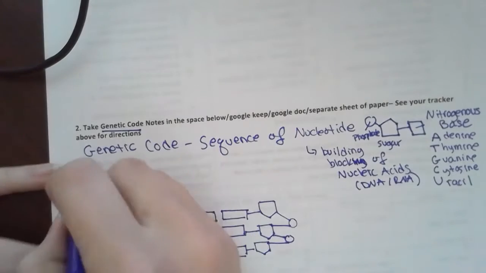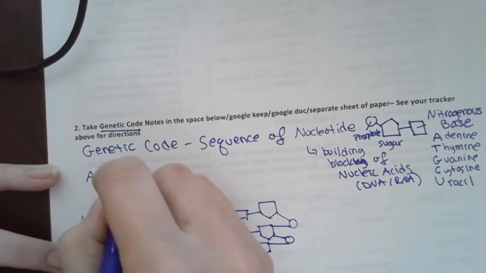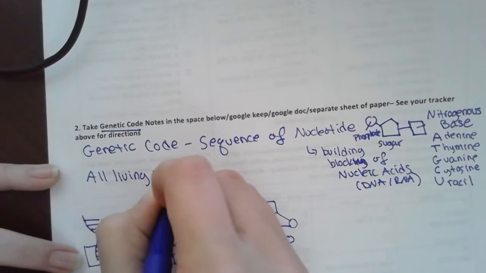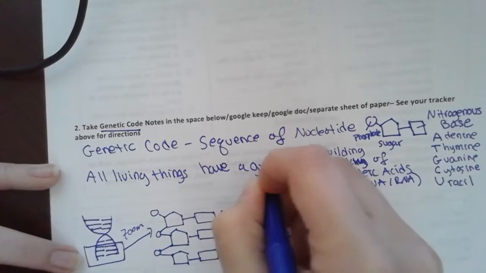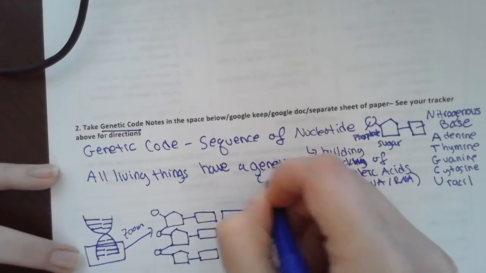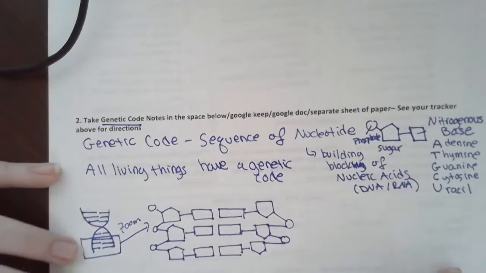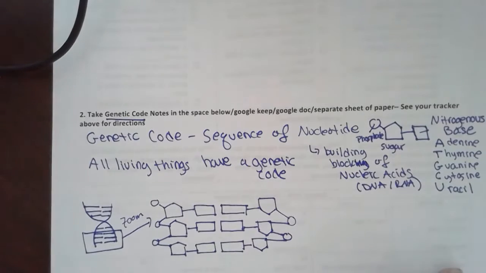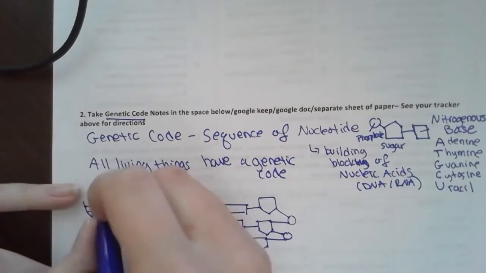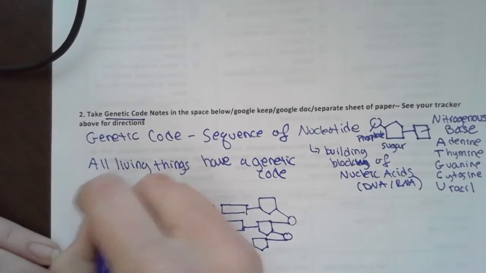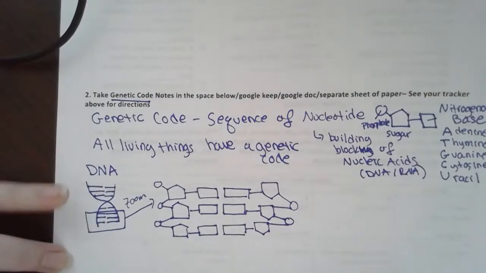Alright, all living things have a genetic code. They all have DNA, they all have RNA. Otherwise they wouldn't be able to be considered living. So as a review, I'm going to first review DNA. So this is DNA. All living things have DNA.